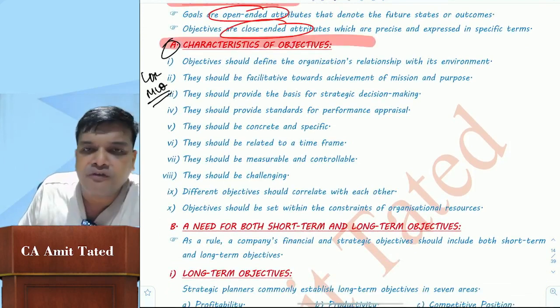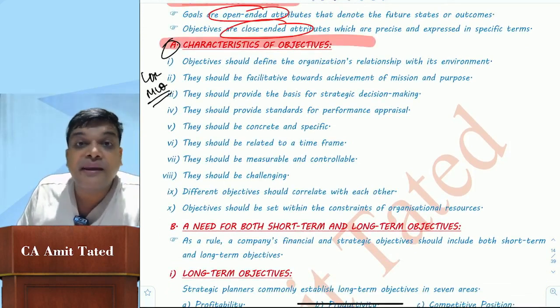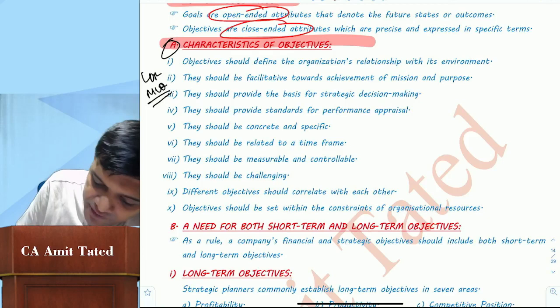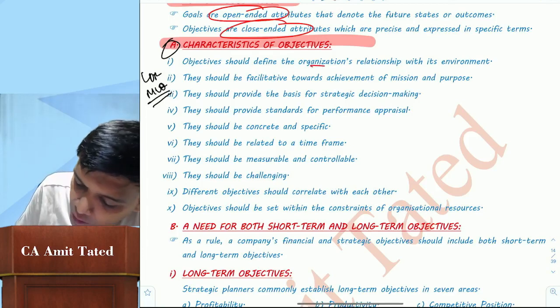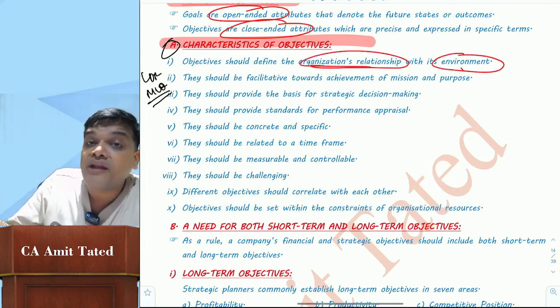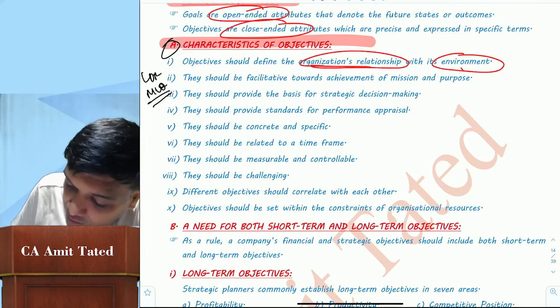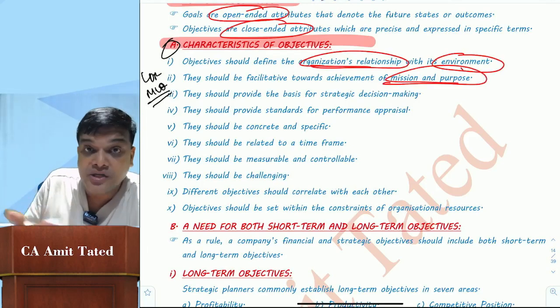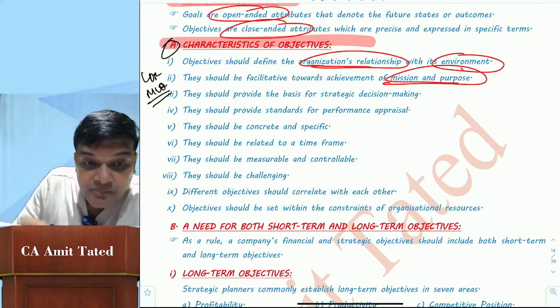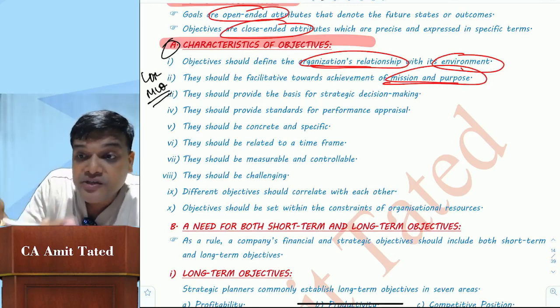That is your goals and objectives, and one of the important questions is the characteristics of objectives. Again, this is LDR for MCQ; MCQ can be there. First point, objectives should define the organization's relationship with the environment. For example, what you require from the environment is explained by objectives. Next point, it focuses on mission and purpose, because the mission will be achieving the objective.